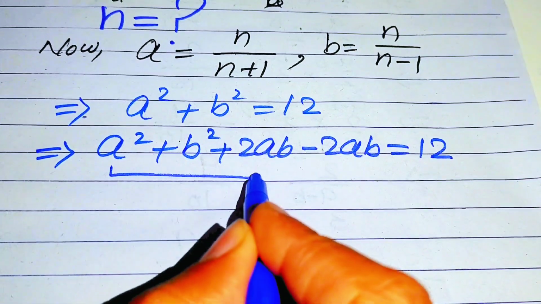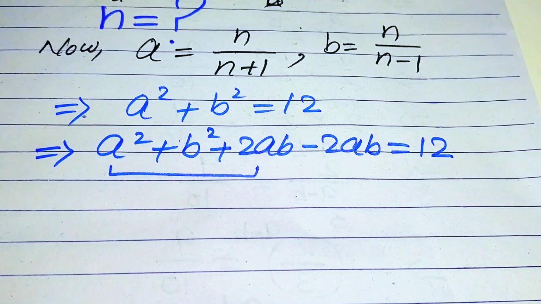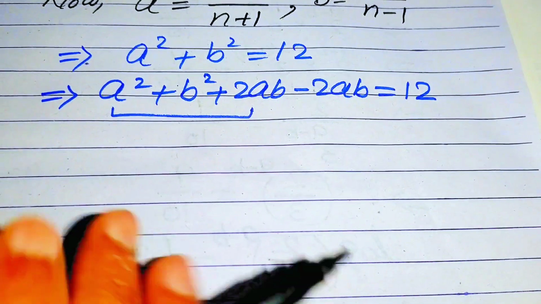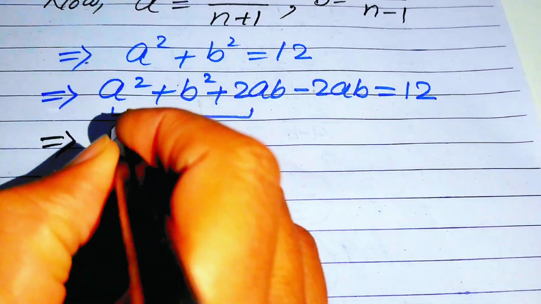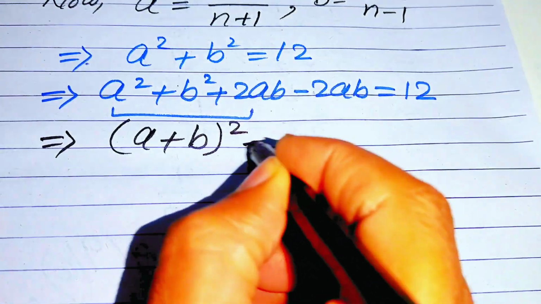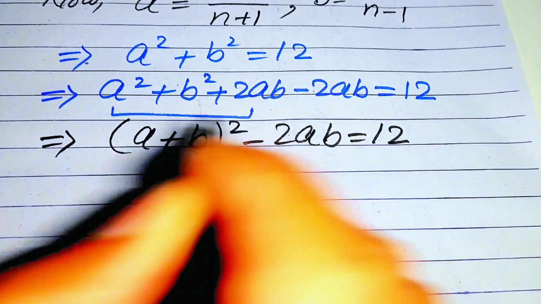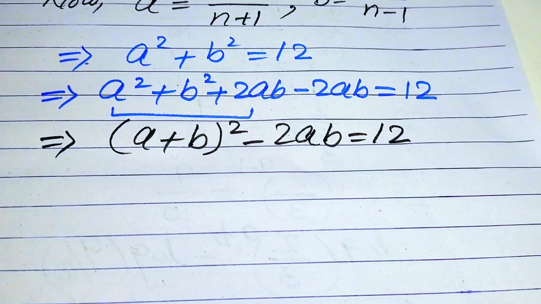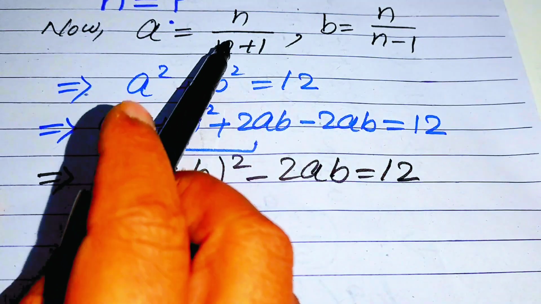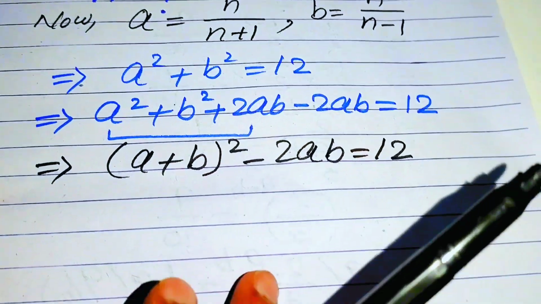And now you focus on this equation, and we see that when we make the complete square, it will be written in this form: (a + b)² − 2ab = 12. And now in the next step we back substitute the values of a and b, where a equals n/(n+1) and b equals n/(n−1).